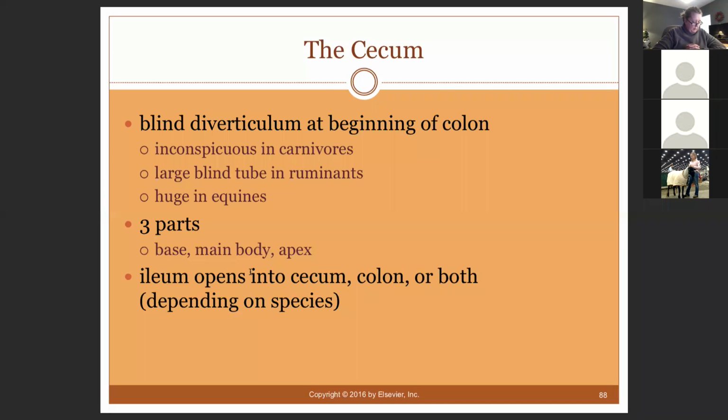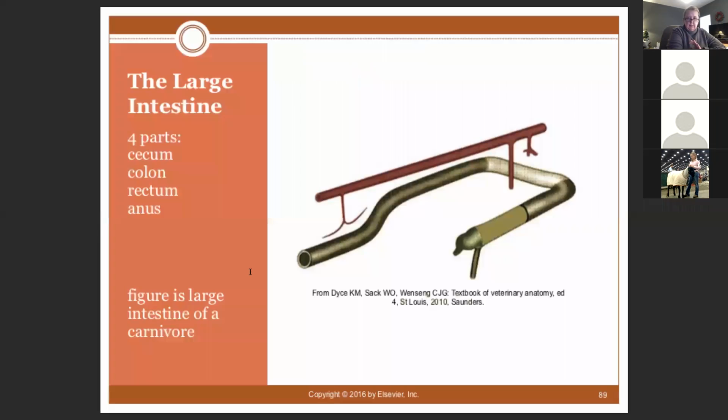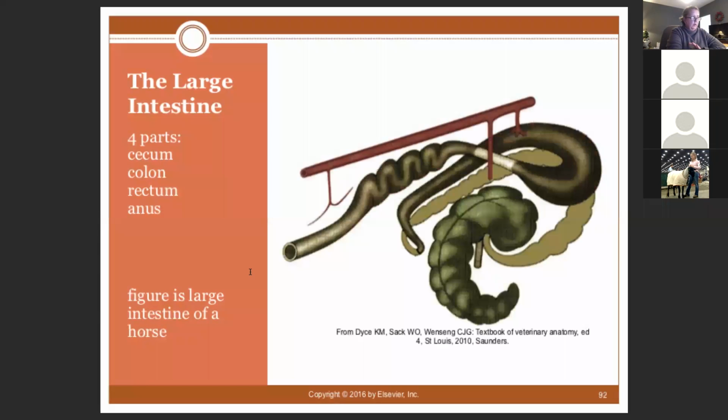What is the function of the pacemaker cells in the large intestine? That's to control the flow of contents.